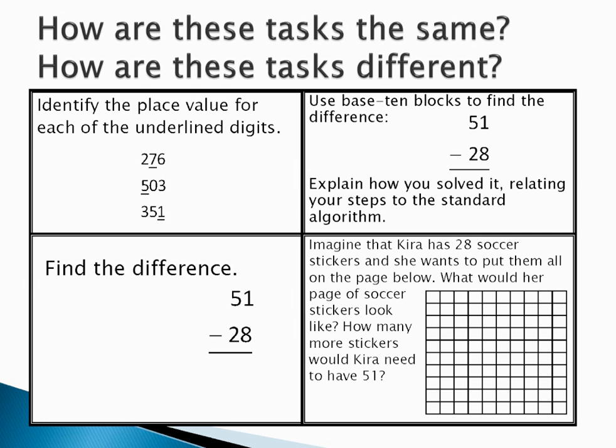Here are four tasks. Take a moment to read them and think about how they are the same and how they are different. They all have something to do with place value, yet each is engaging the student at a different level. The thinking required to complete each task is different.